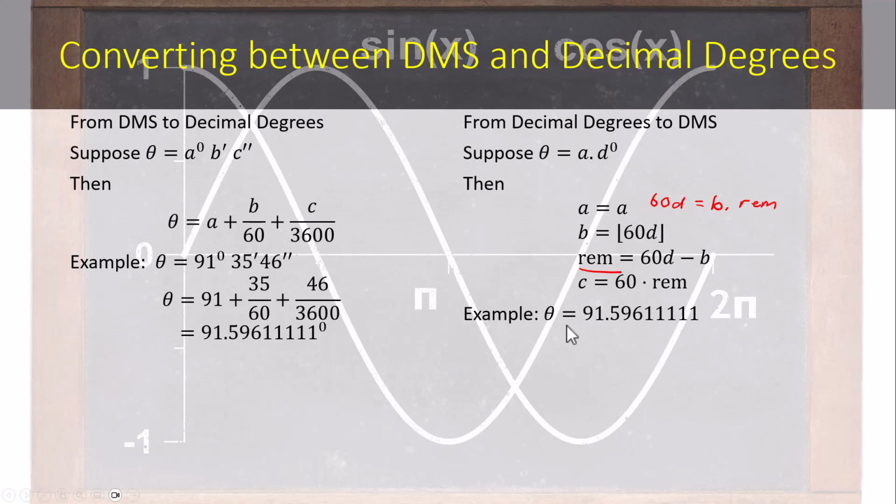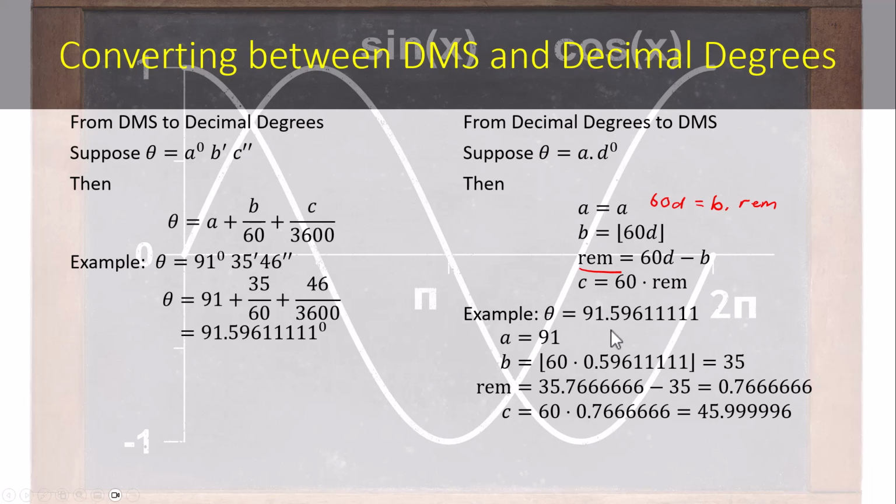As an example, let's go back the other way. Here, I have 91.596 with a bunch of ones after that. If that's the case, then the number of degrees is 91 degrees. How many minutes? Take the fraction part, multiply it by 60, and that will give you 35. Now it turns out that 60 times this is going to give you 35.7666, all of this. So now all that we have to do is take the decimal part and multiply that by 60 to get the number of seconds.